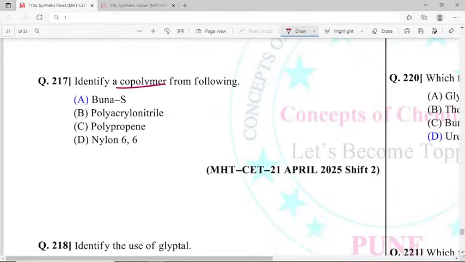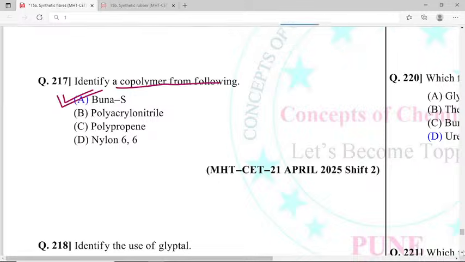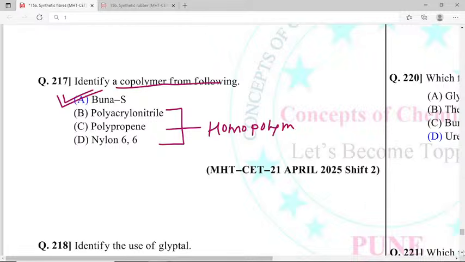Identify the copolymer from the following. Buna is a copolymer because it contains two different monomers. If two different monomers are involved in the polymerization reaction, it is called a copolymer. If only one type of monomer is involved, it is called a homopolymer, so the remaining examples are homopolymers. Nylon contains nylon salt, only one type of salt, so that is why it is a homopolymer.